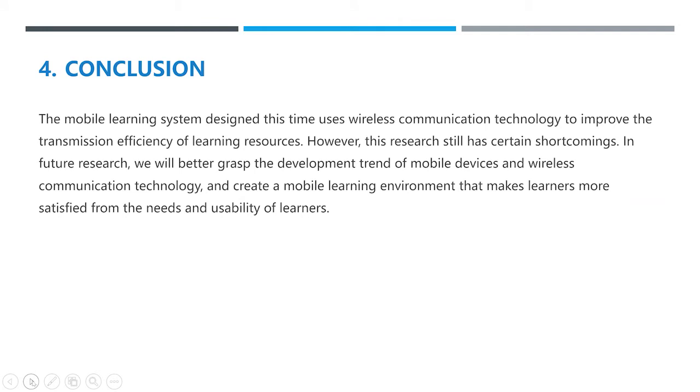Part 4, conclusion. The mobile learning system designed this time uses wireless communication technology to improve the transmission efficiency of learning resources. However, this research still has certain shortcomings. In future research, we will better grasp the development trend of mobile devices and wireless communication technology. We will create a mobile learning environment that makes learners more satisfied, from the needs and usability of learners.